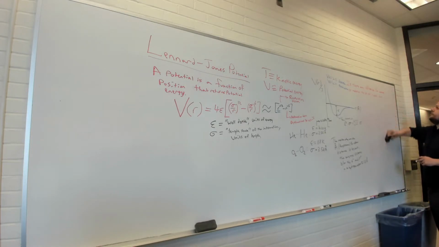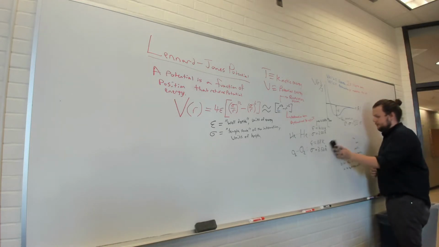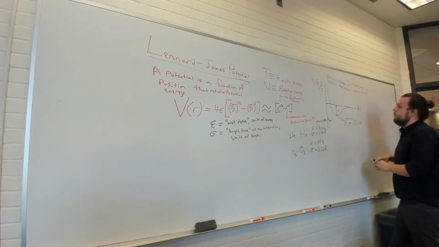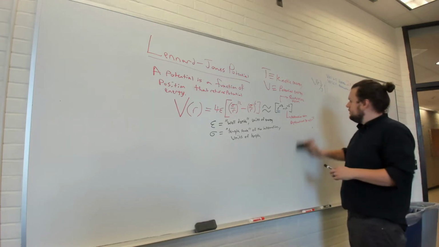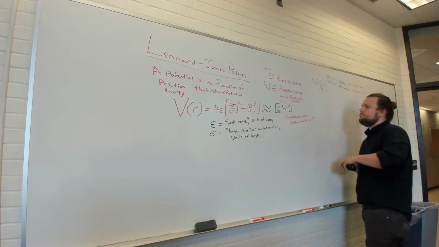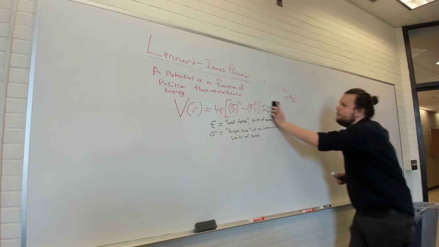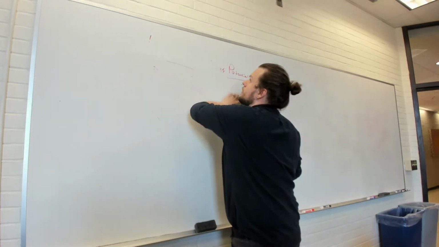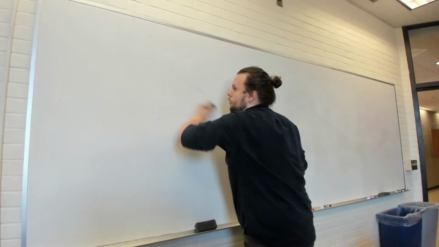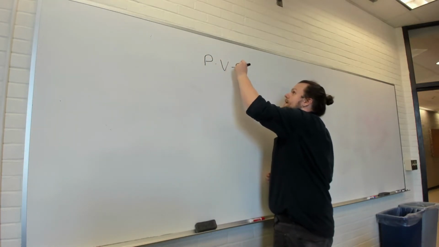Actually, I have a plot for you today. I'm going to go ahead and erase all this. So how are we going to test when the ideal gas law breaks down? There's a really easy way to do it. Let's look again at the equation for the ideal gas law: PV equals nRT.